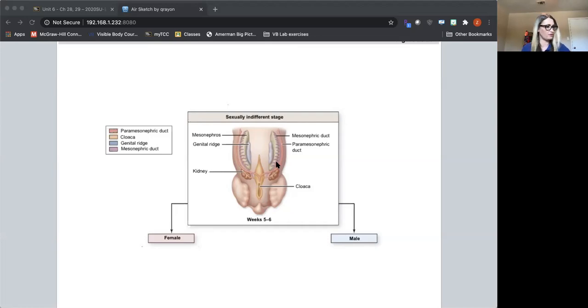And I kind of forgot to give you a page reference here, but if you wanted to see where we are in the textbook, this is section 28.5. This is page 1140.